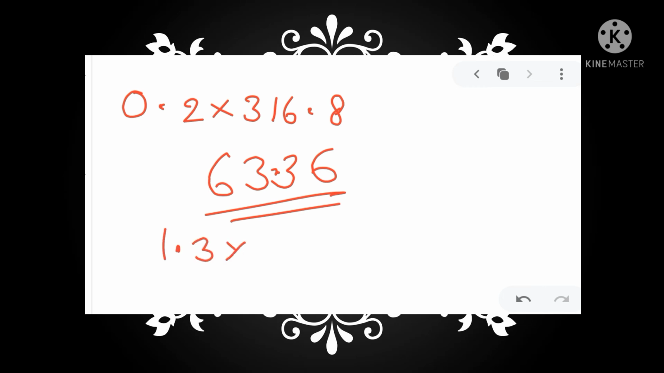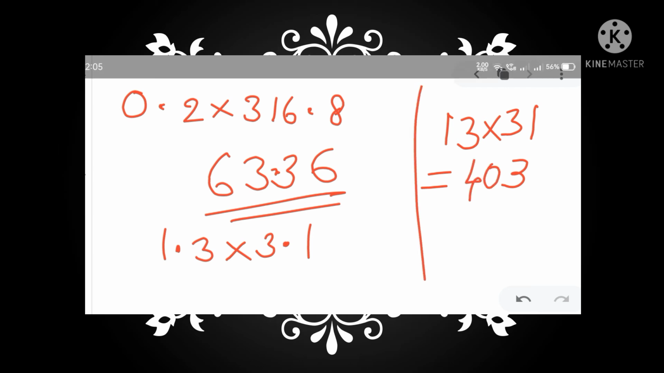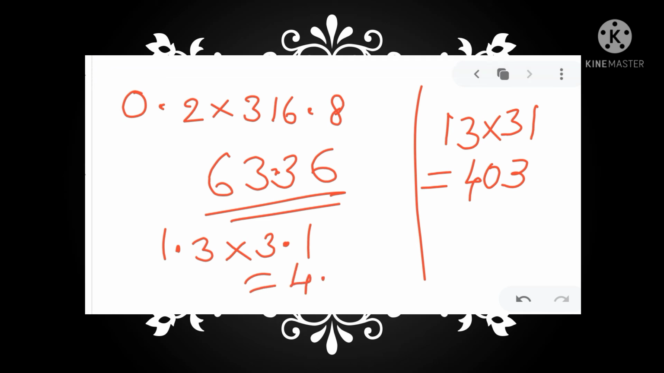The next one, 1.3 into 3.1. We want to multiply 13 into 31. The answer is 13 into 1, 13, 13 into 3, 39 plus 1, 40. So we can write the answer as 4.03.